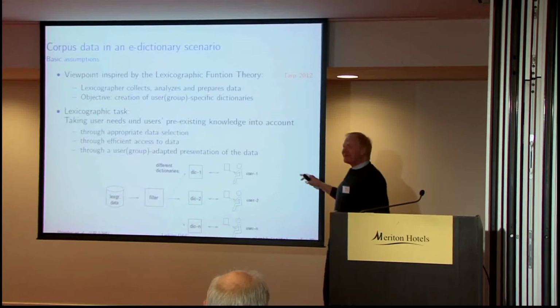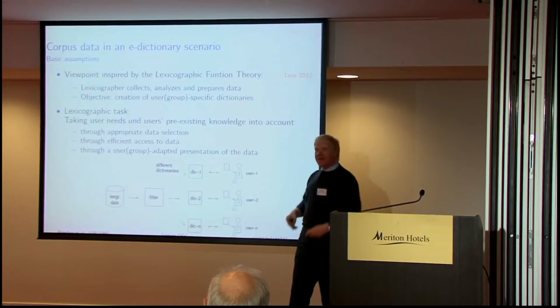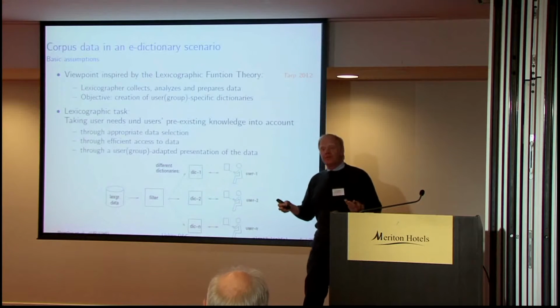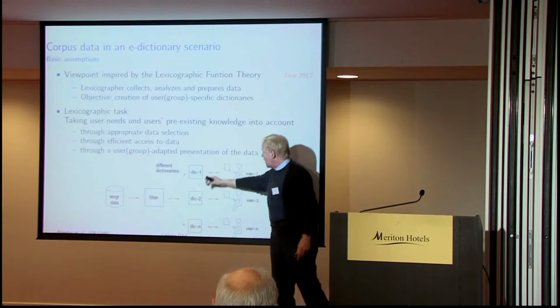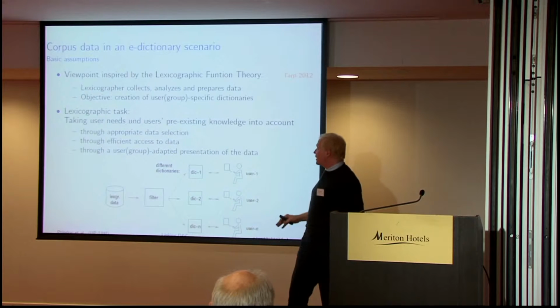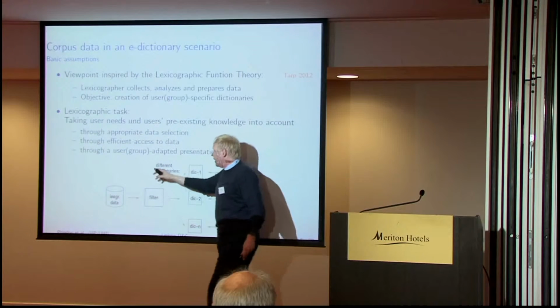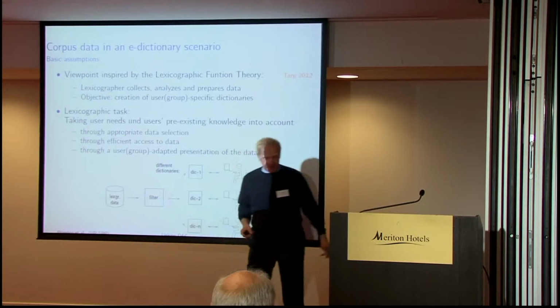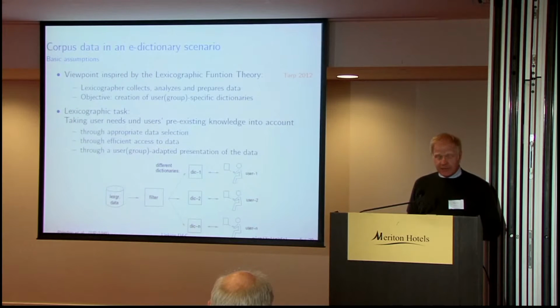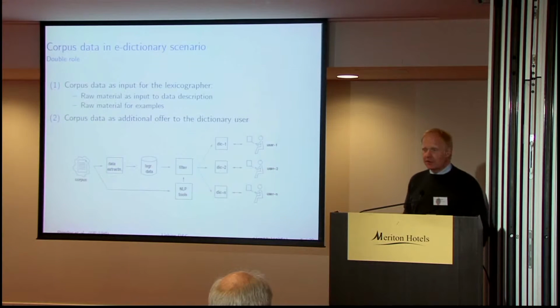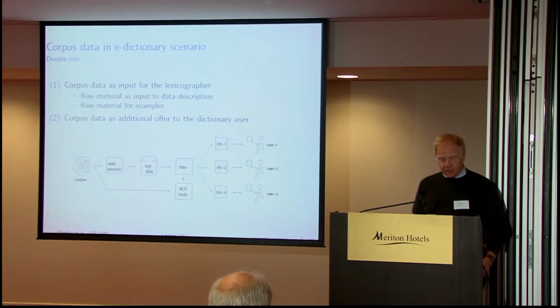Okay, so old-style technology would have that you've got different user types, like for dictionary, for text production, for text reception, or also for cognitive purposes. And obviously, you want these to be served by different types of dictionaries. So that means that the lexicographical data you have collected need to be filtered appropriately, and you need to present them in an appropriate way, not only by selecting the appropriate ones, but also by giving efficient access and a user group adapted presentation.